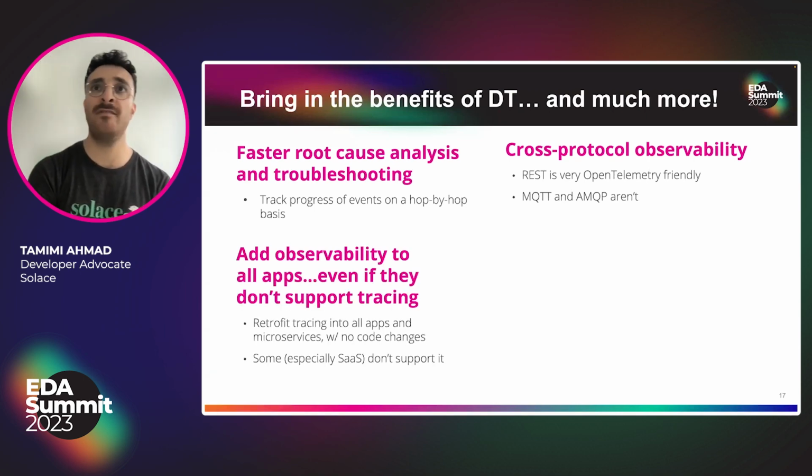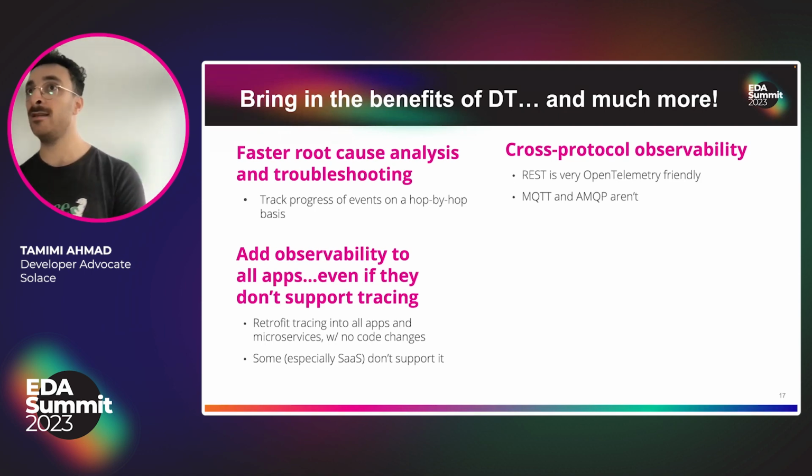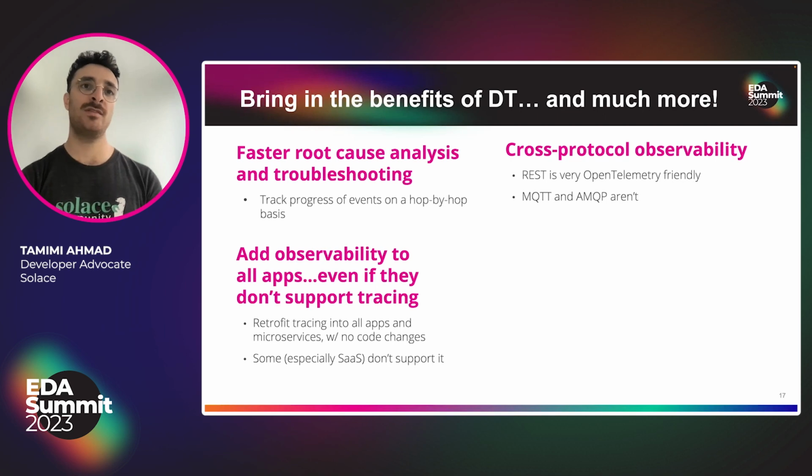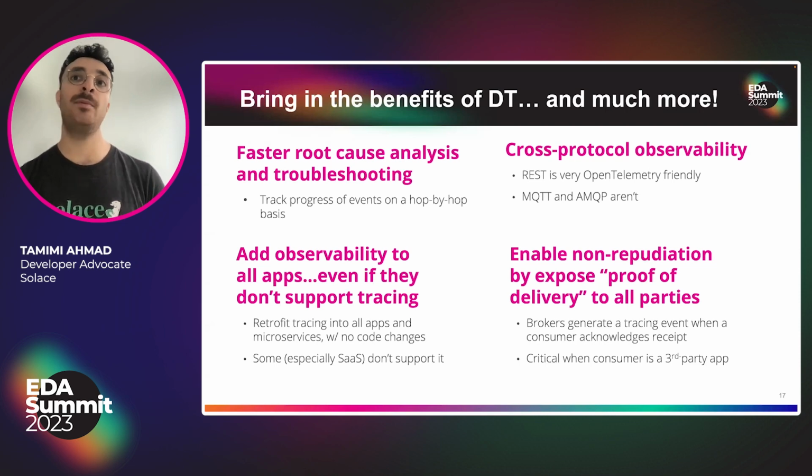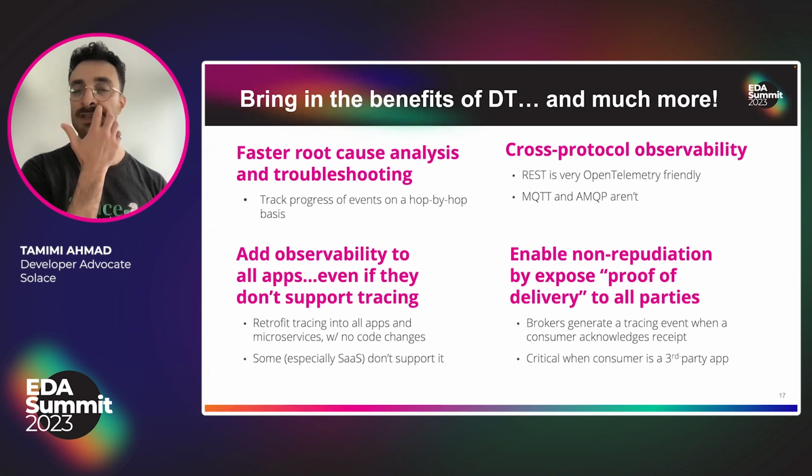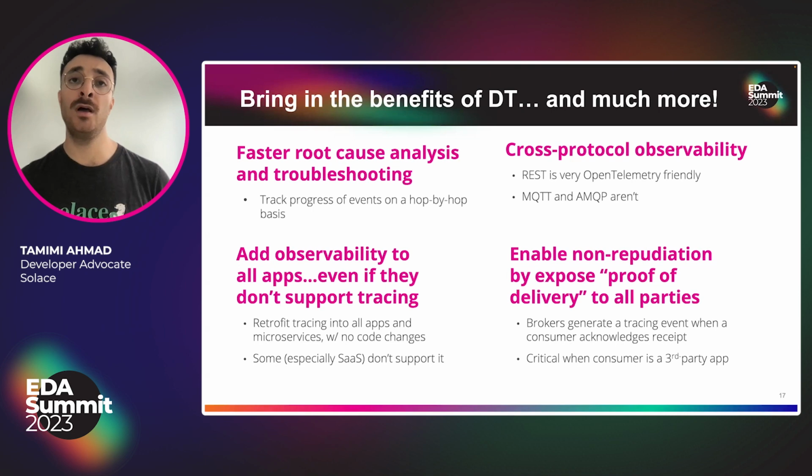Another benefit of having distributed tracing in EDA is that we add observability to all applications, even if they don't support tracing. So now if you use an application that doesn't support tracing and it publishes messages to a distributed tracing enabled Solace broker, at least we have better visibility on where the message went and what information is associated with it. And lastly, we enable non-repudiation by exposing a proof of delivery to all parties. This is also pretty critical when it comes to distributed tracing in an event mesh.